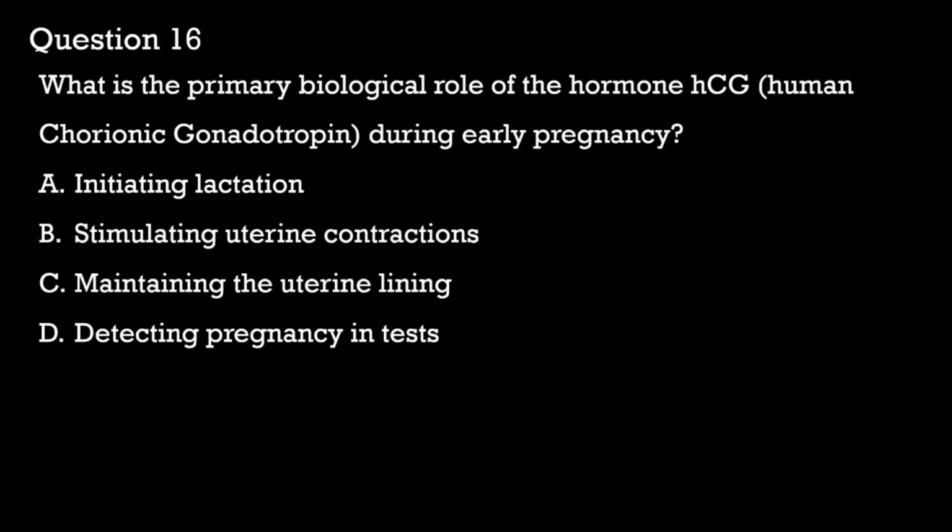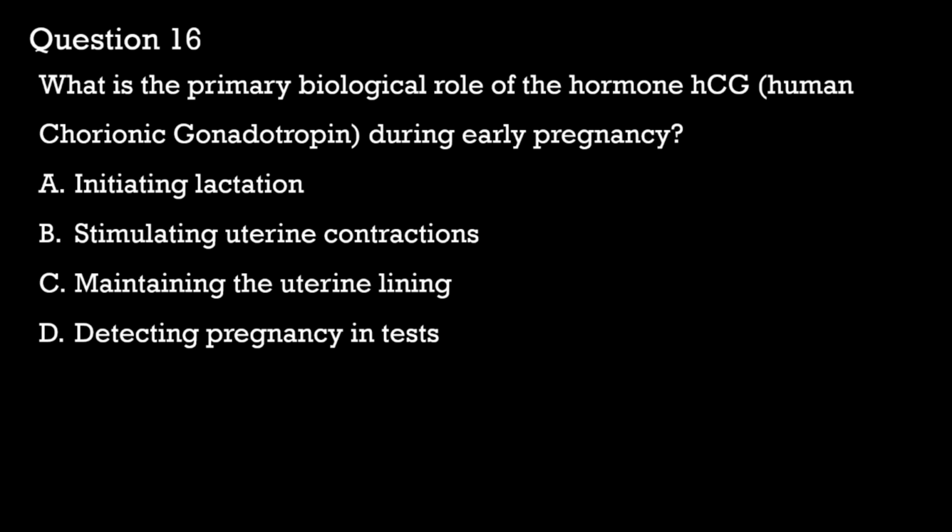Question 16. What is the primary biological role of the hormone HCG during early pregnancy? A. Initiating lactation. B. Stimulating uterine contractions. C. Maintaining the uterine lining. D. Detecting pregnancy in tests. Option A. Initiating lactation is done by prolactin and not HCG. In option B, stimulating uterine contractions is done by oxytocin during labor.